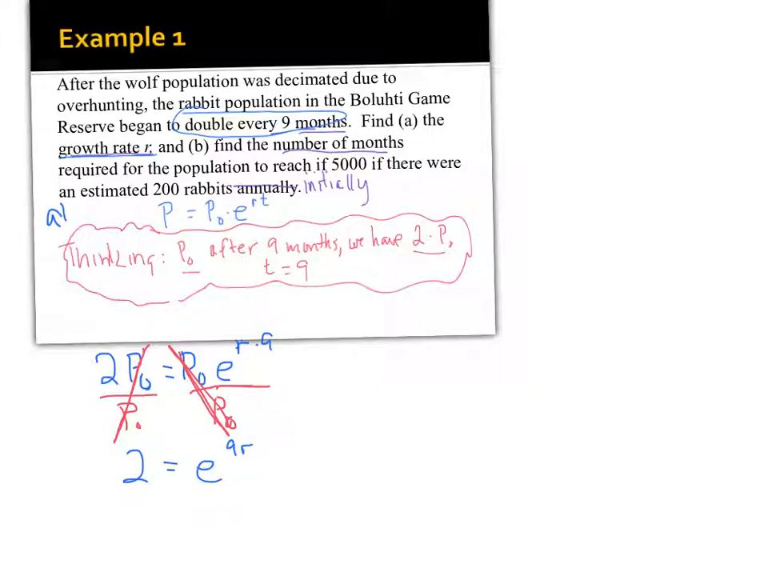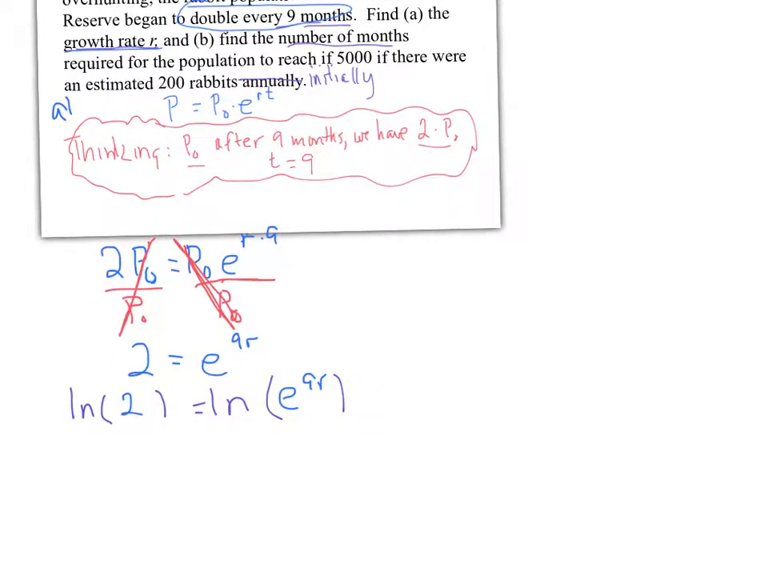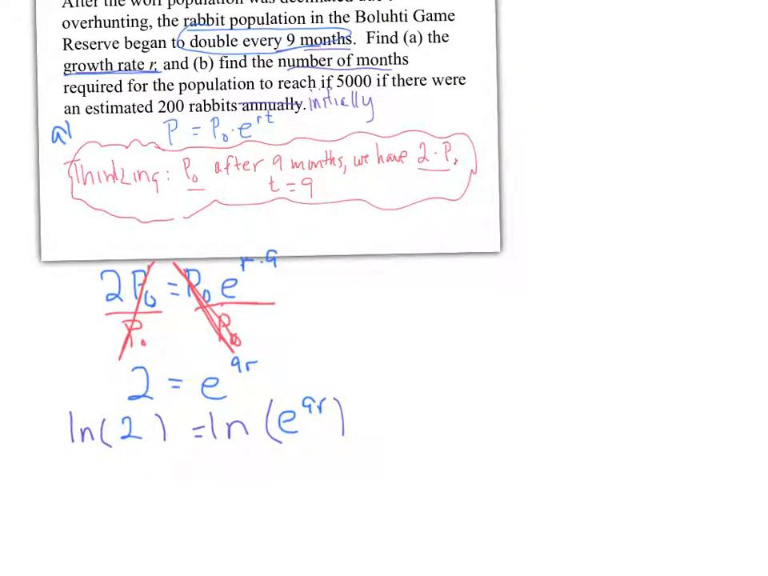Here, if you recall, we take the natural log of both sides. So we take this function, which is called the natural log, and our input on the left will be 2, and on the right will be e to the 9r. And then we know more stuff. The natural log of 2 doesn't change. But here, the natural log and the e sort of cancel each other out. I'm left with r. I solve for r, so that means it's natural log of 2 over 9.